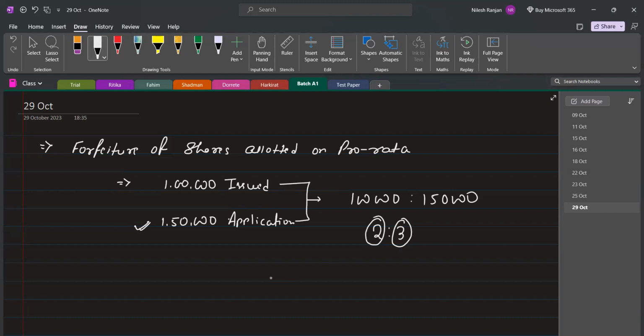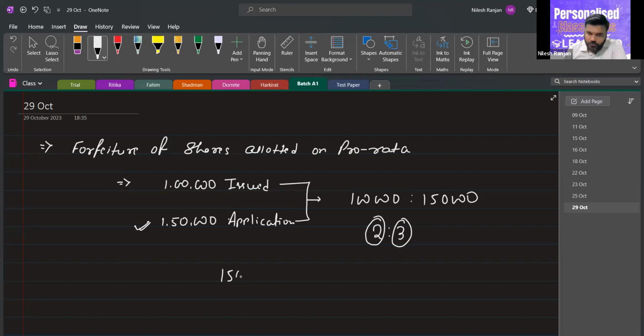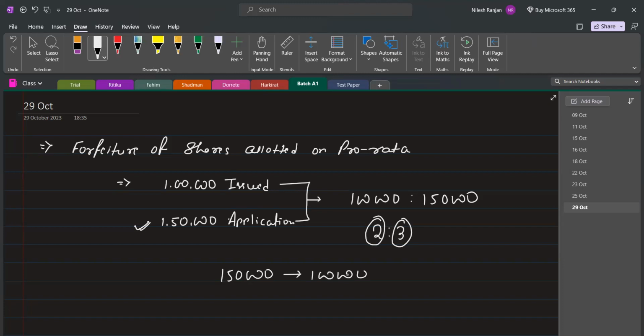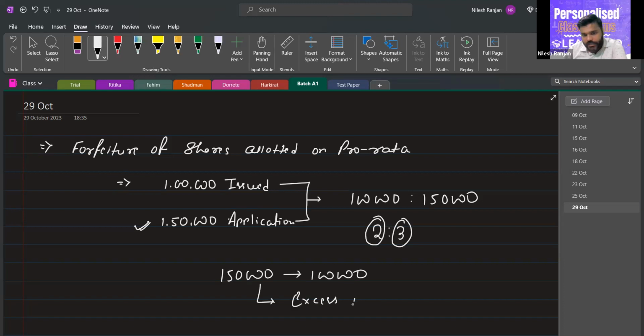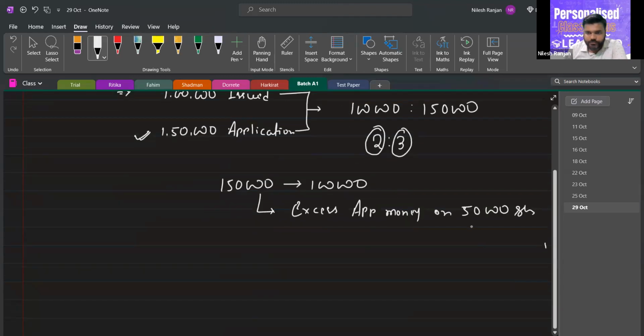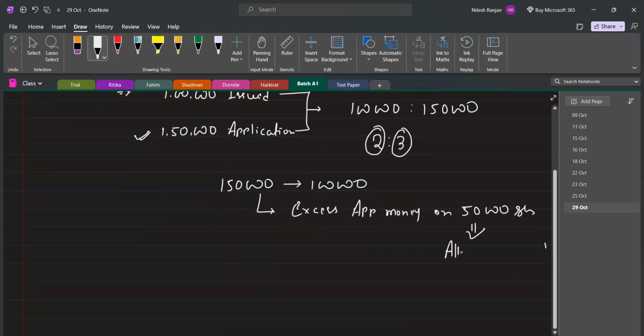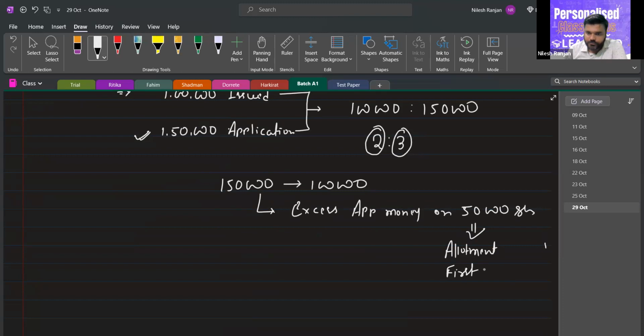So for 1,50,000 shares applied, we will issue only 1 lakh shares, and the excess application money on 50,000 shares will be used in future calls. Do you remember now? Yes, sir. So this is the concept of pro rata allotment.